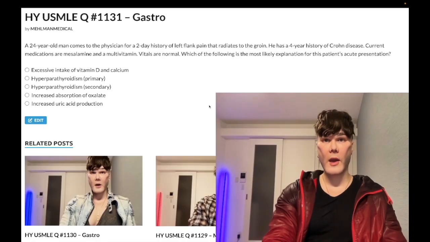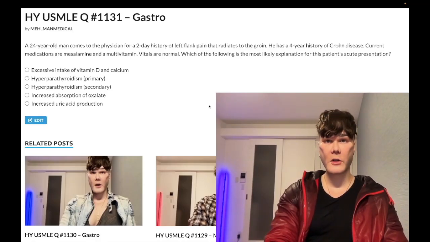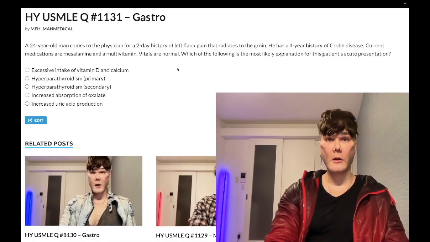How's it going, guys? We have a medium difficulty question for Gastro, steps 1 and 2. 24-year-old dude, he has nephrolithiasis on a background of Crohn's disease, and we're just asking the most likely mechanism for his acute presentation, which is the nephrolithiasis. Choice A, excessive intake, vitamin D and calcium.